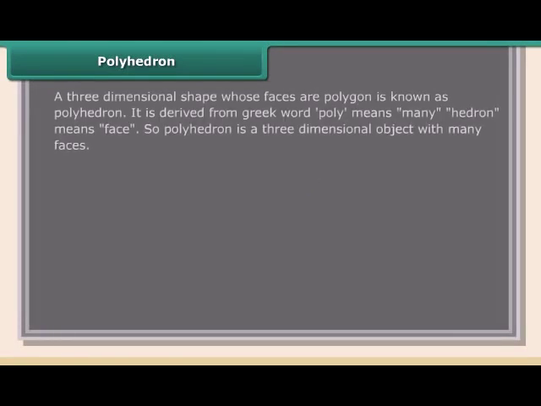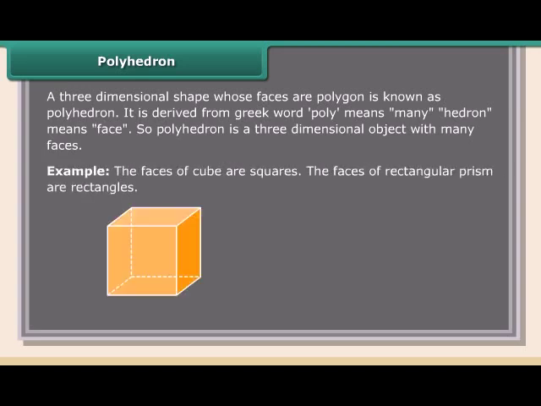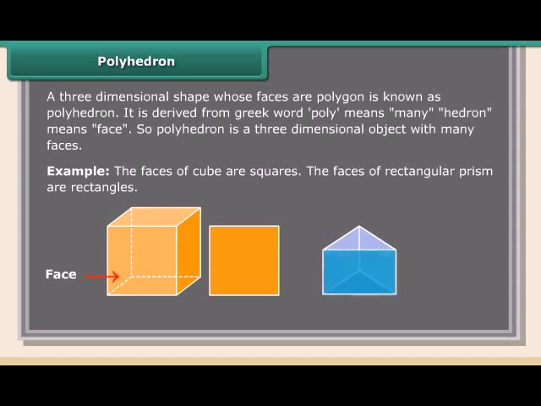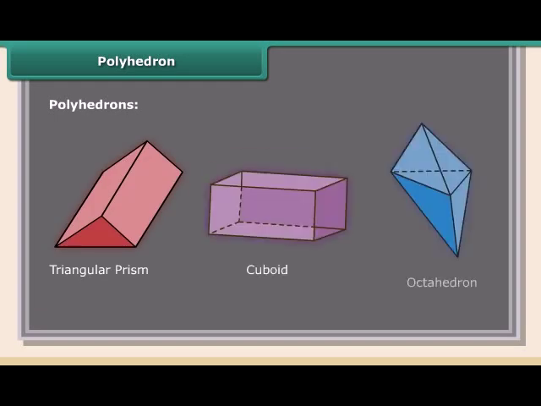Polyhedron. A three-dimensional shape whose faces are polygons is known as polyhedron. It is derived from Greek word, poly means many, hedron means face. So polyhedron is a three-dimensional object with many faces. Example: the faces of cube are squares. The faces of rectangular prism are rectangles. Polyhedrons: triangular prism, cuboid, octahedron.